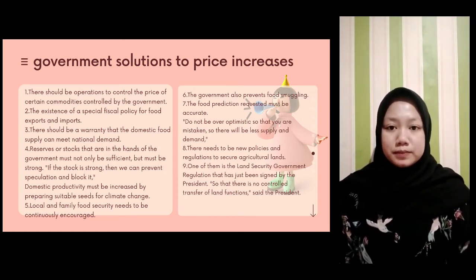The food prediction requested must be accurate. Do not be over optimistic, so that you are not mistaken, so there will be less supply and demand.